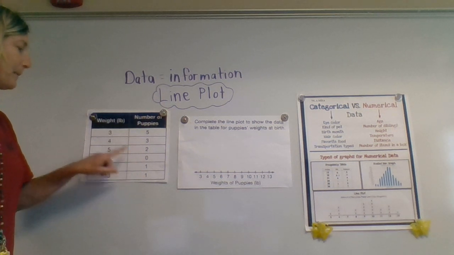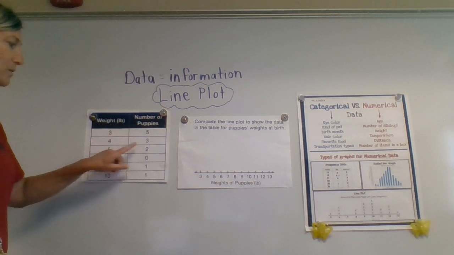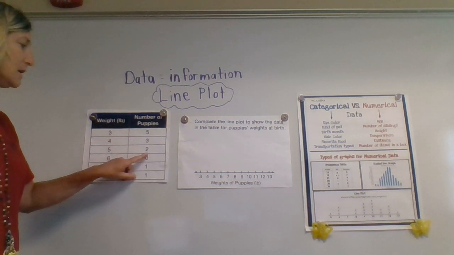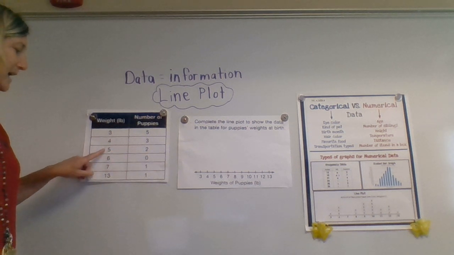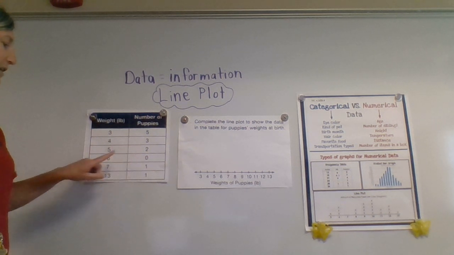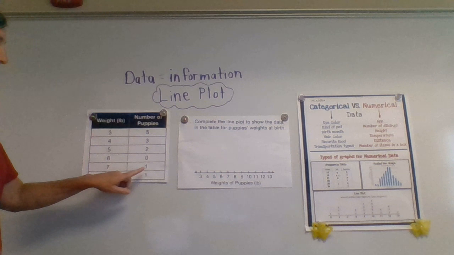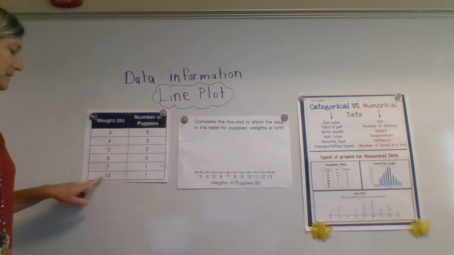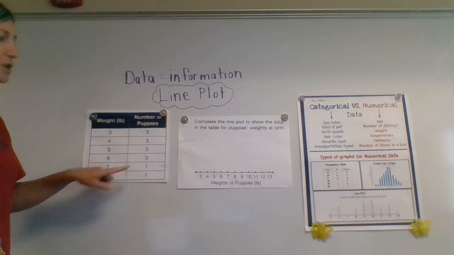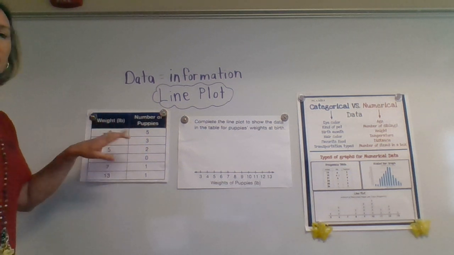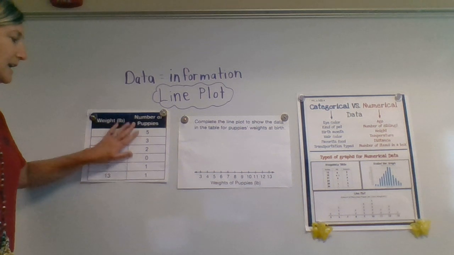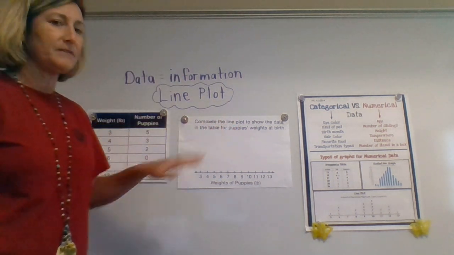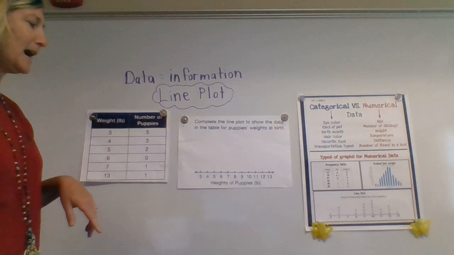The number of puppies that weighed 3 pounds, 4 pounds, 2 pounds, 6 pounds, 7 pounds, and 13 pounds. So we've looked at these puppies and collected their weight information, and it is in this table here. But now we need to put that information over here on a line plot.